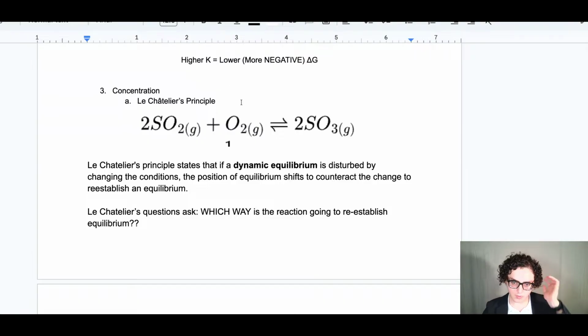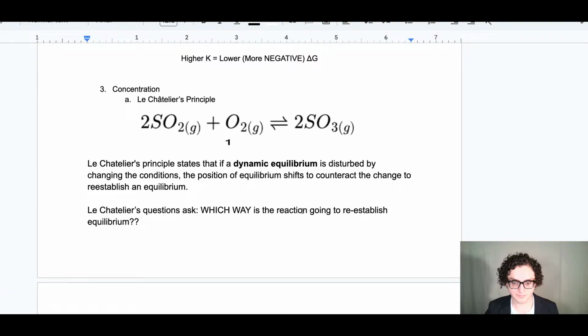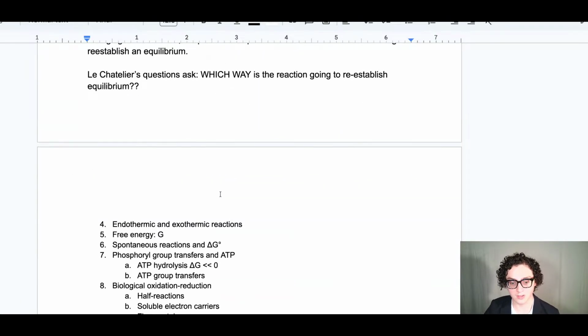In this example, adding oxygen is going to shift the reaction to the right, because if you put more than the equilibrium value of oxygen on this side, that oxygen needs to now be converted to this side in order to get all the values back to equilibrium. If you add SO3 to this side, it's going to go left, which means that you're going to be turning some of that SO3 back into oxygen and SO2 in order to reestablish equilibrium. This is the core of Le Chatelier's principle questions. What direction is the reaction going to go to reestablish equilibrium?